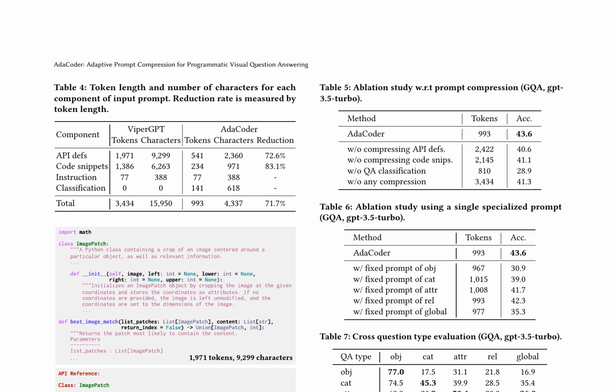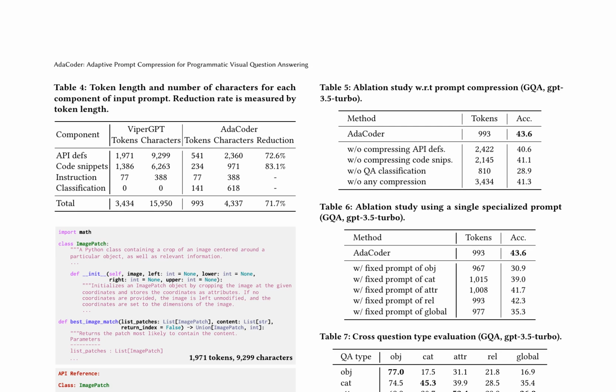Furthermore, the authors investigate the importance of adaptation in improving QA accuracy while compressing input prompts. They find that using a single prompt of either adder or rel achieves comparable or slightly better performance than the ViperGPT baseline, while using a prompt of either obj or global significantly degrades QA accuracy. This highlights the importance of adaptation in improving QA accuracy.